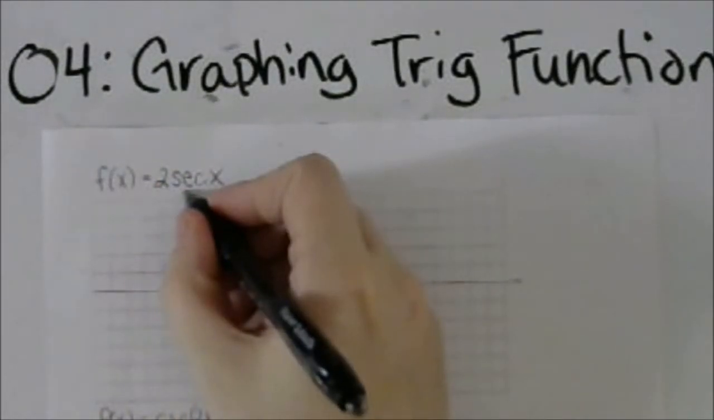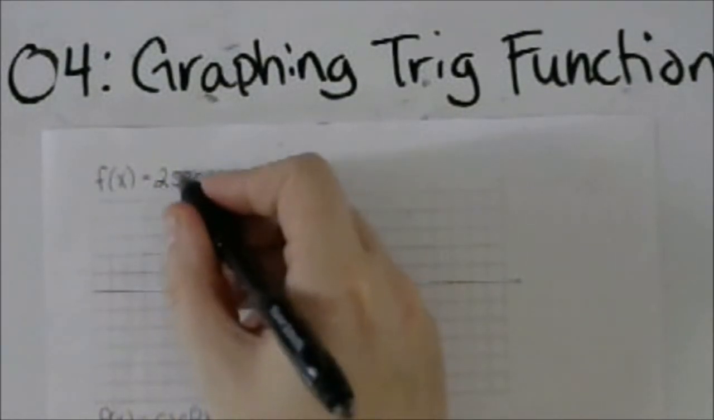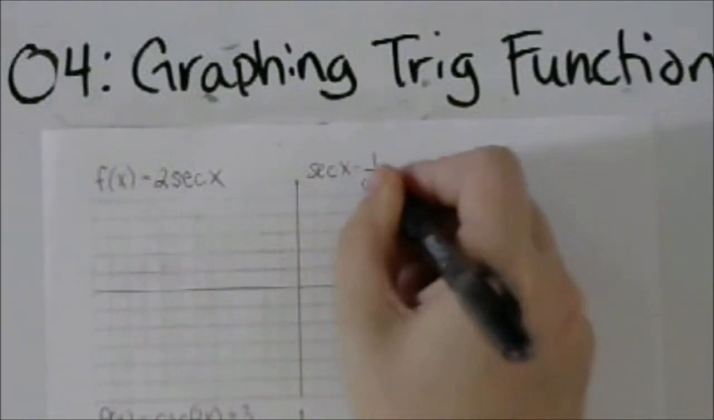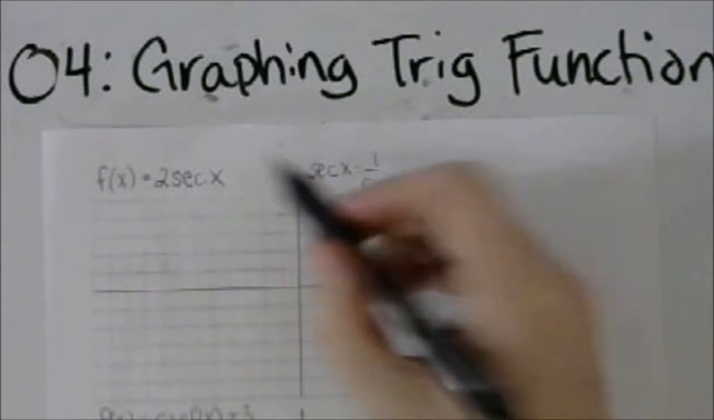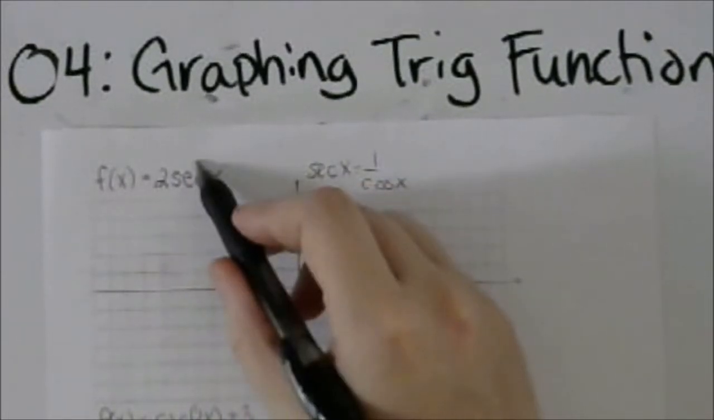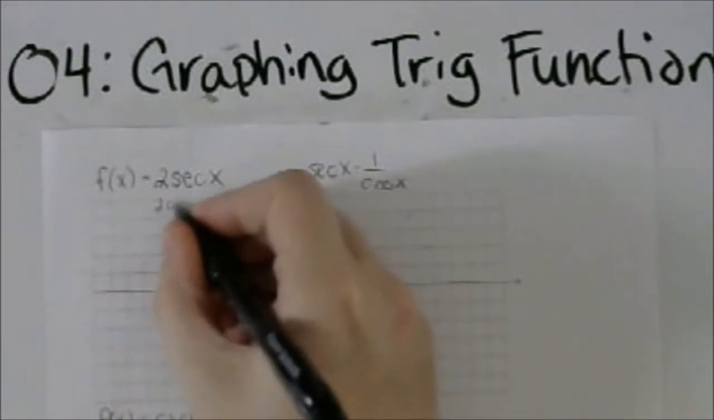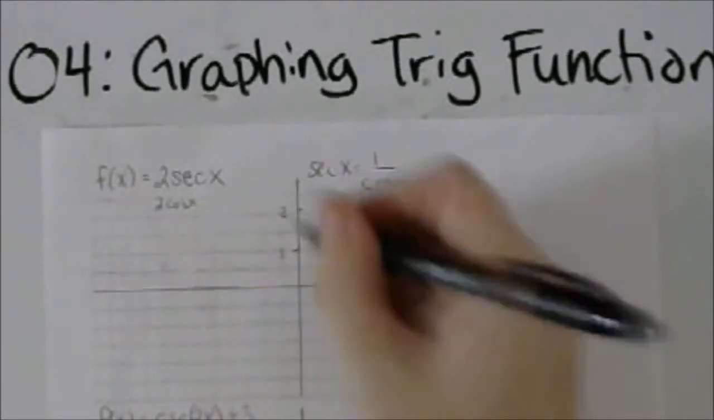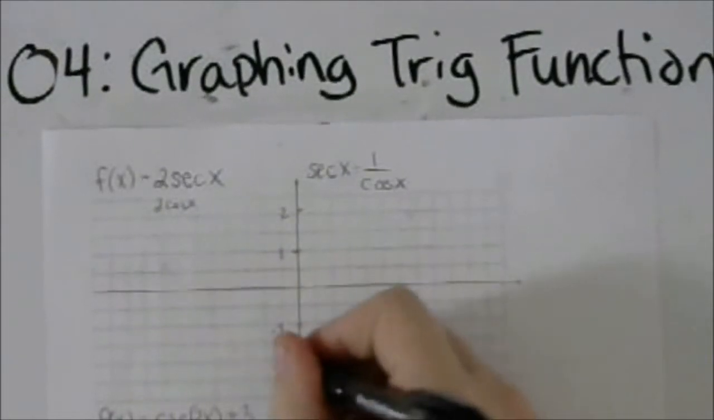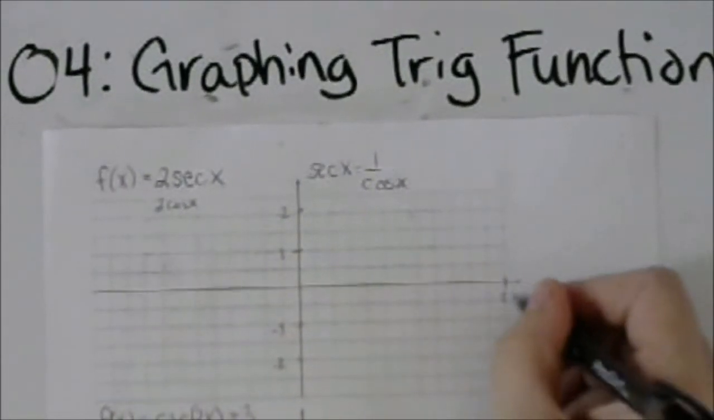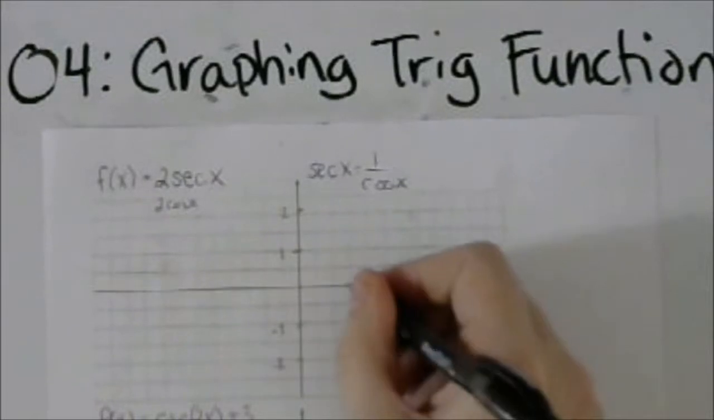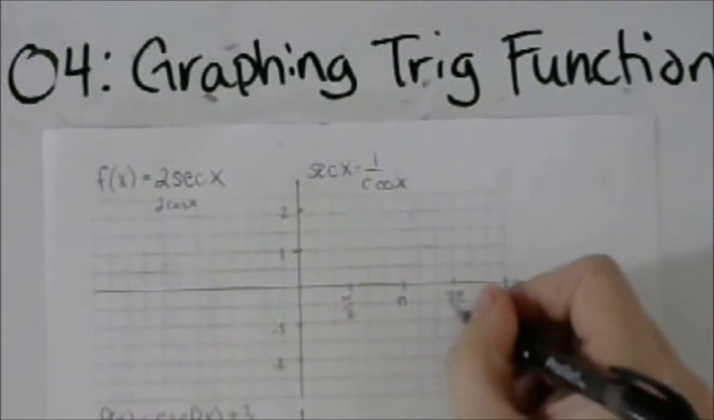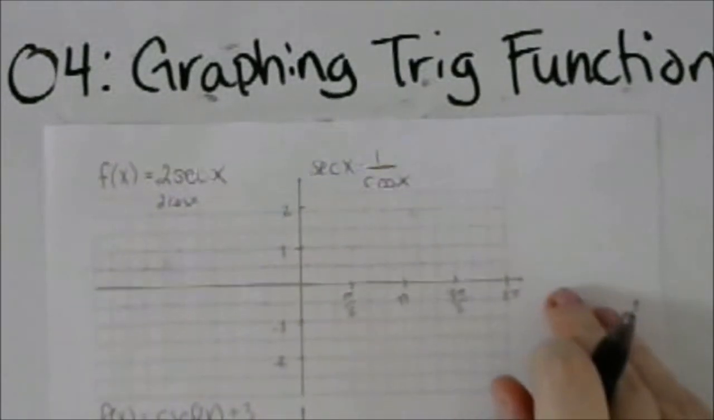So let's consider the reciprocal of secant. Secant is equal to 1 over cosine. So if I'd like to graph 2 secant x by hand, I need to graph first 2 cosine x. Label our graph for an amplitude of 2 and a period of 2 pi. This particular example has no phase shift and no vertical shift and just a standard period.